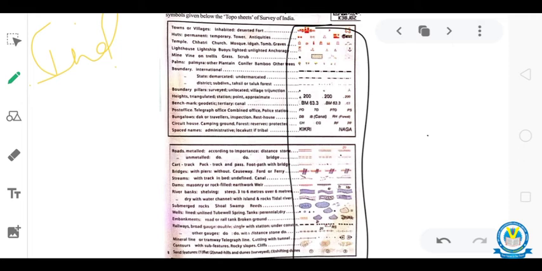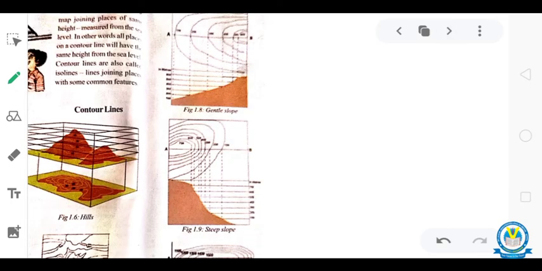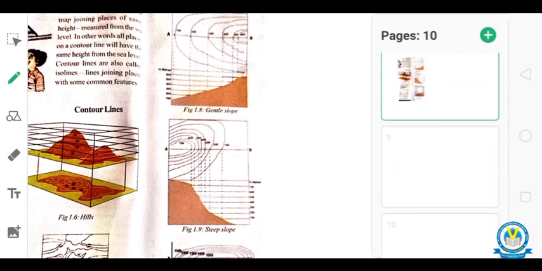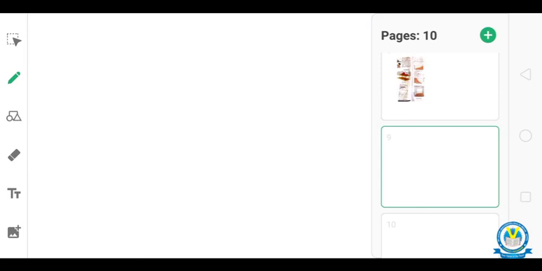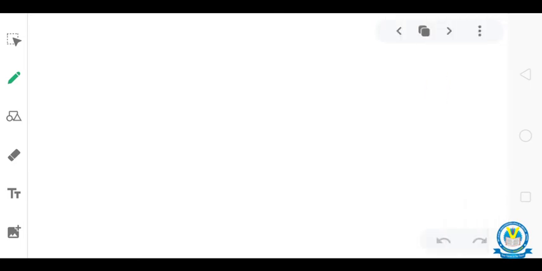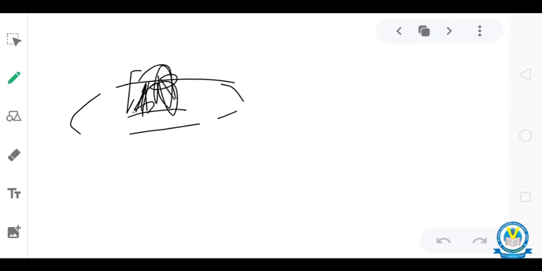Next, relief features on maps. Relief features are related to the landscape of a particular area. Relief features mean high and low places on a surface. Some places are very high above the ground surface, suppose a mountain. It includes all the major physical features of the earth like mountains, plains, deserts, plateaus, and islands.